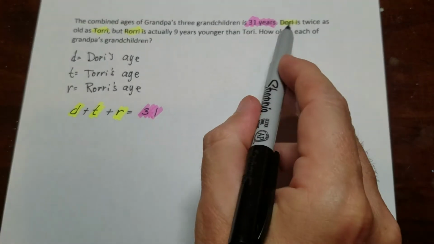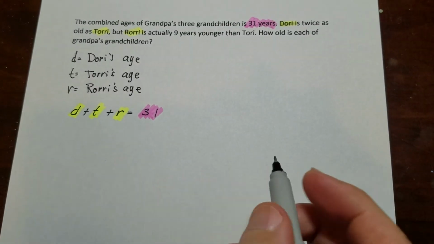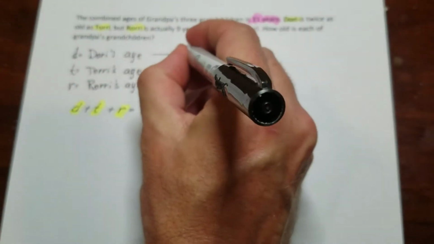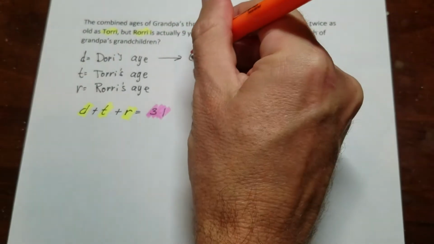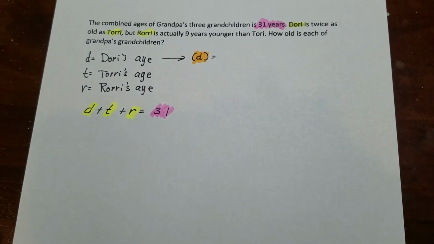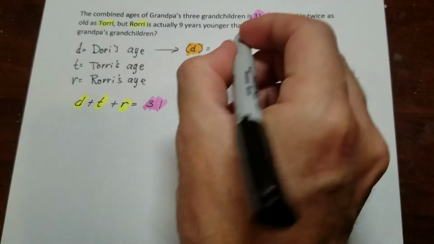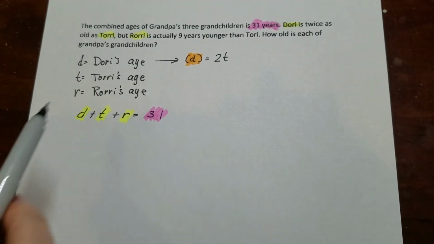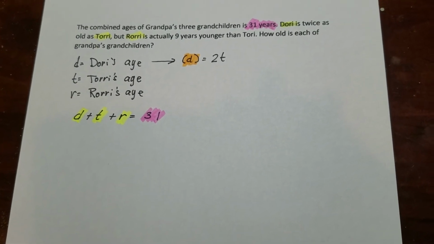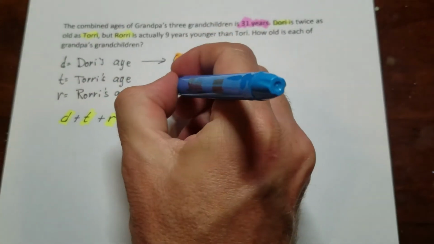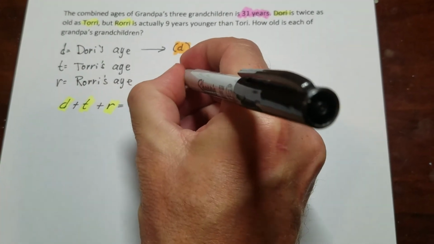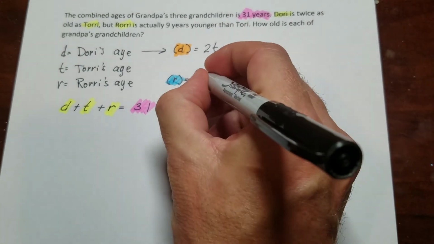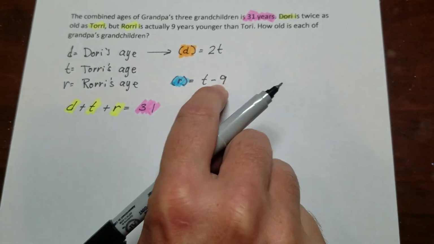So it says here that Dory is twice as old as Tori. So for Dory, we'll make her orange. She's twice as old as Tori, so T is for Tori, right? So we have T, 2T like that. All right, and then it says Rory is actually 9 years younger than Tori. So I guess I'll use blue for her. She's 9 years younger than Tori.